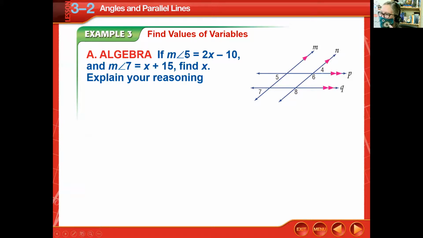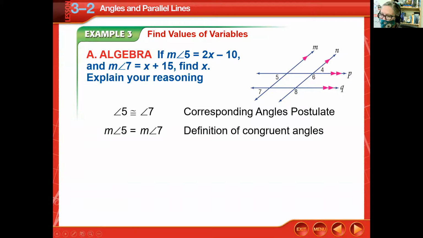Okay, so they're giving you angle 5 and angle 7. What is the relationship between angle 5 and angle 7? At this point, I'm ignoring line N. Line M is the transversal, and angle 5 and angle 7 are both on the left of the transversal, and one's interior and one's exterior. Corresponding angles, boom. The corresponding angles postulate states that the angles are congruent, and the definition of congruence says that their measures will be equal.